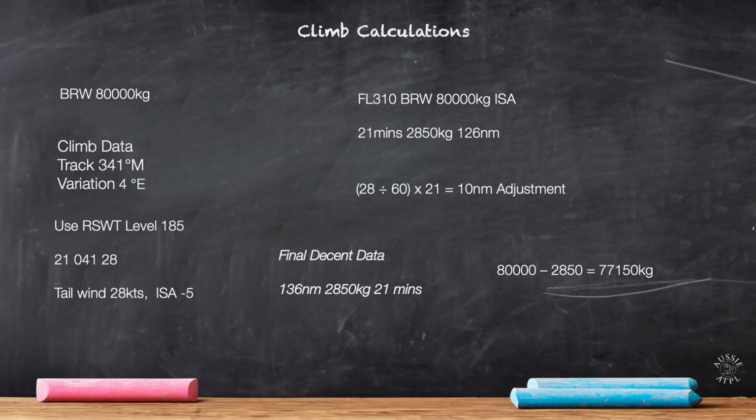Now a little bit onto our cruise, we'll need to find the top of climb gross weight, which we can do now that we have our fuel burn in the climb. So we take our brakes release weight of 80,000, take away our fuel burn in the climb, and that'll give us a top of climb gross weight of 77,150 kilos.